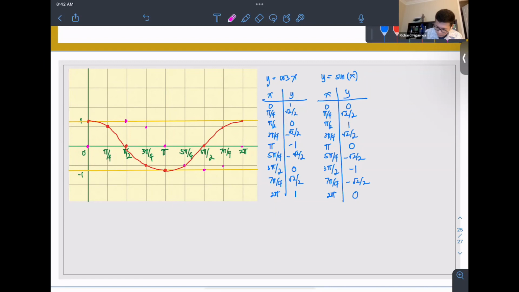So we're just going to connect the dots, and we'll have the pink function, or the pink graph, which would represent the sine function. So the red one corresponds to the cosine function, y is equals to cosine x, and then the pink one will correspond to our sine function, so y is equals to sine x.